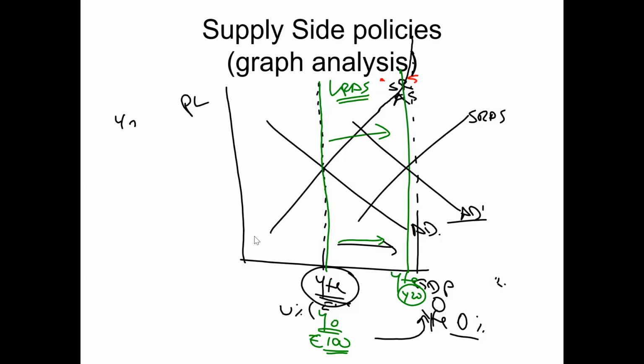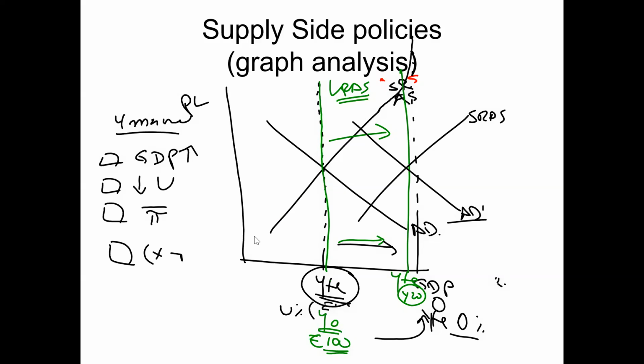Evaluate the 4 macroeconomic goals before we go. I'm going to put here check marks. The first one was GDP. The second one was reduce unemployment. The third one was stable inflation or stable prices. And the last one was X minus M.